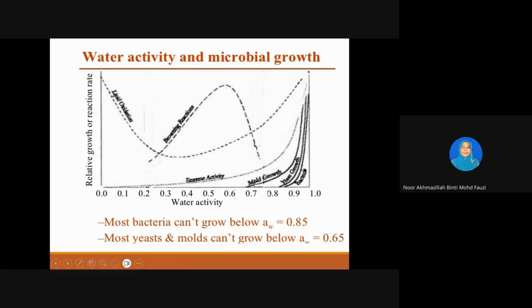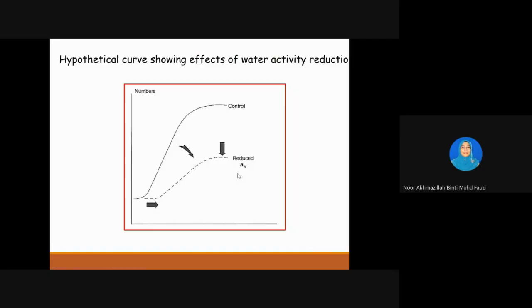So this is just bacteria here. But yeast and mold cannot grow below 0.65. Yeast starts here, and mold is the same, starting here. But the graph shows that mold growth is steeper, or higher, than the yeast growth. Still, the starting point is the same, 0.65.